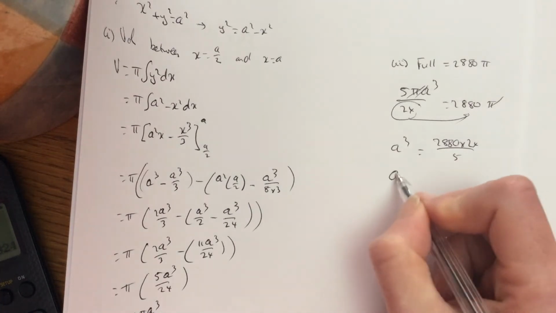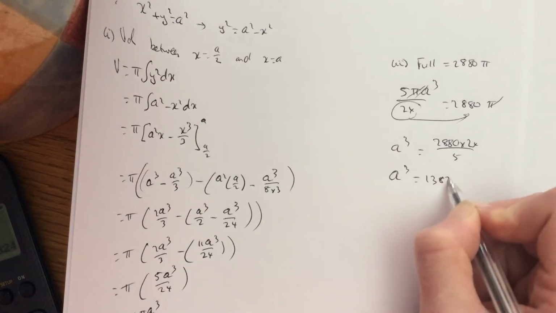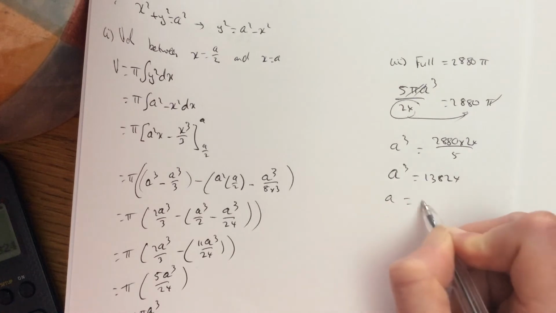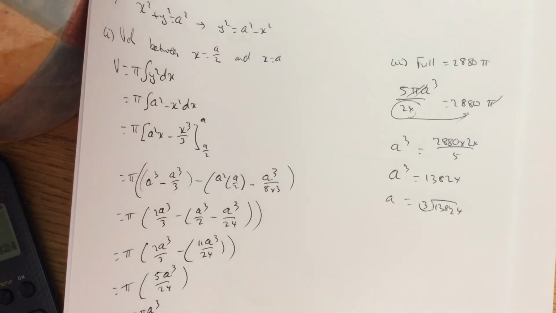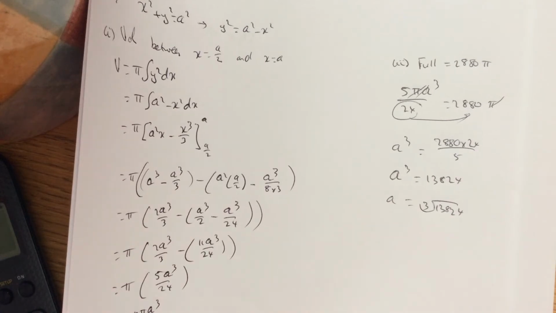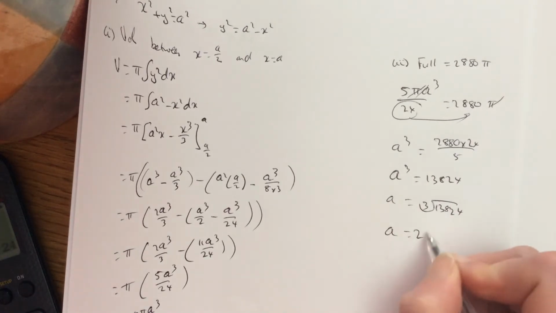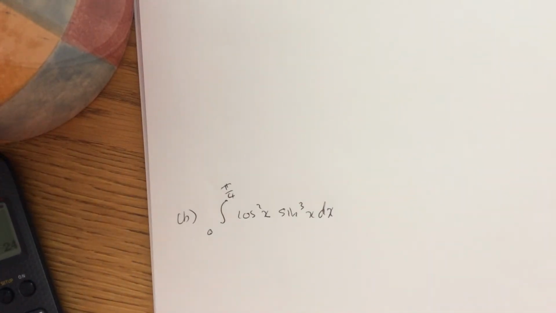And then you have a cubed to be 13824. So a is going to be the cube root of that. So in your calculator, the cube root of that answer gives you a to be 24. And we have one more to do out of this question, or this paper.